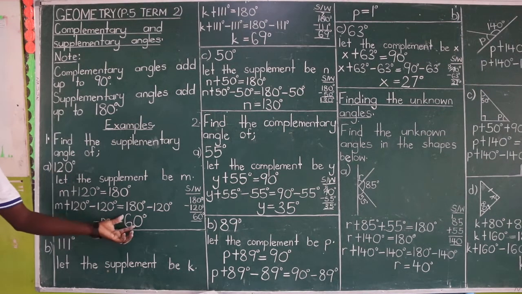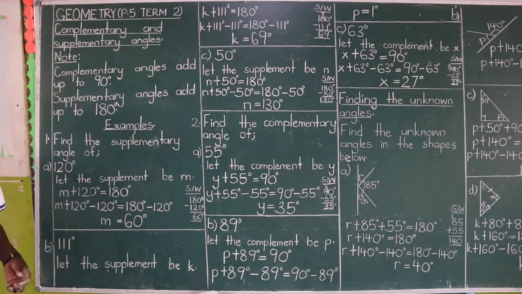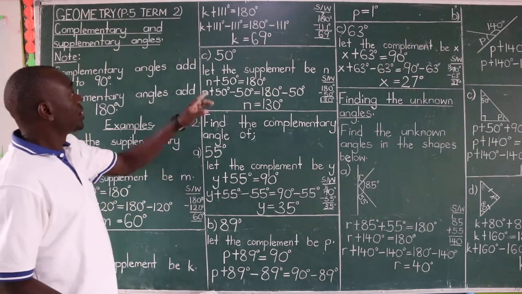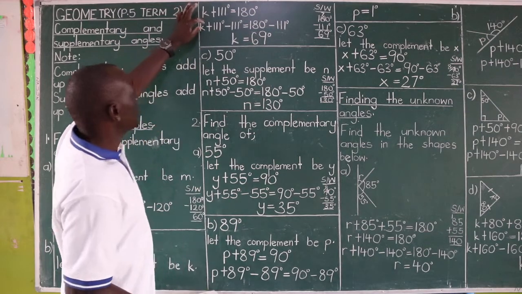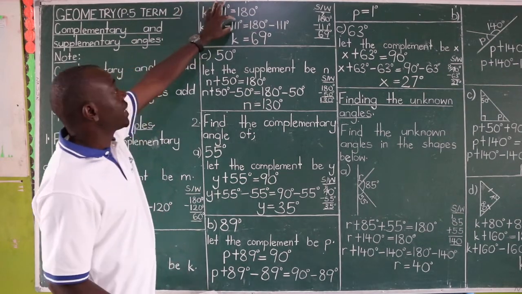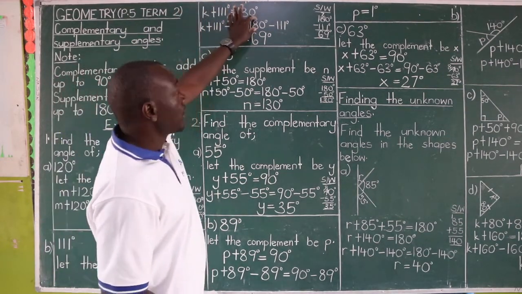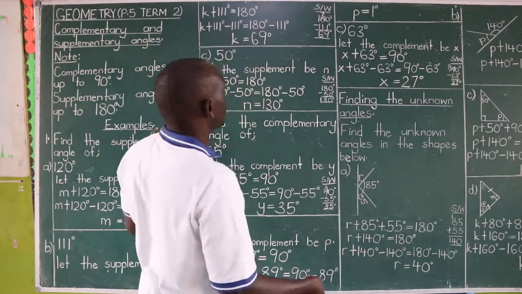Why? When these two are added, that's 120 and 60, they add up to 180 degrees, and supplementary angles add up to the same 180 degrees. Now, part B, they say find the supplementary angle of 111 degrees. You do the same, let the supplement be K. You say K plus 111 degrees equals 180 degrees. K plus 111 degrees minus 111 degrees equals 180 degrees minus 111 degrees.